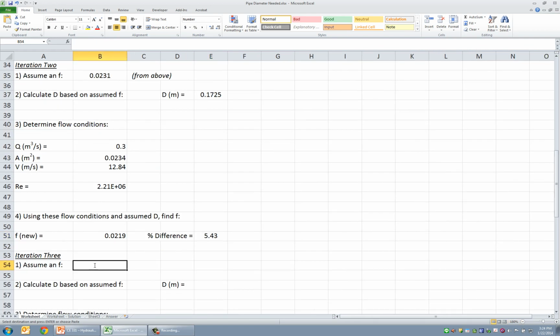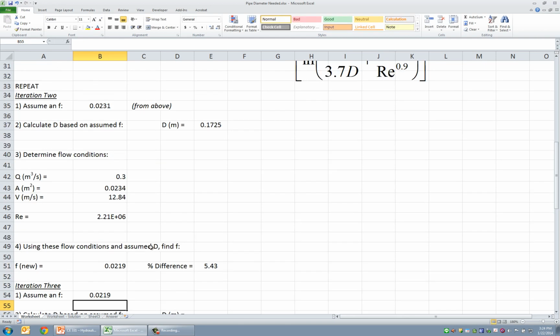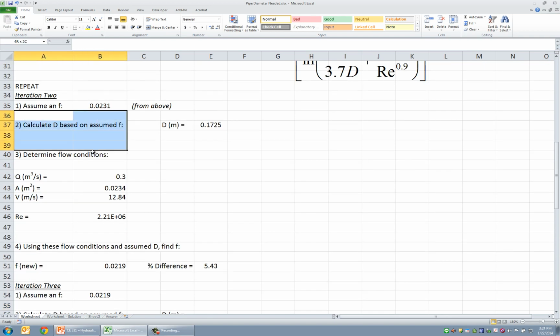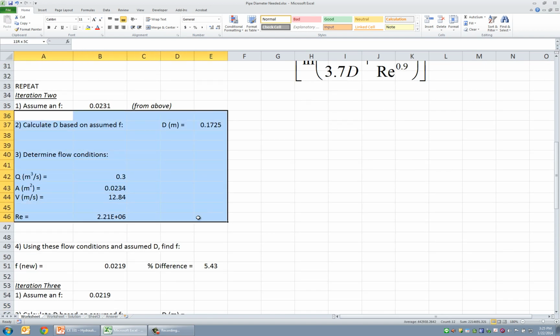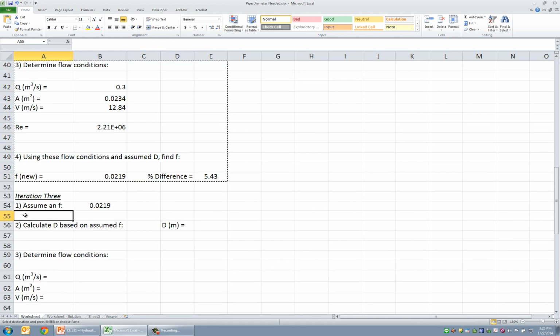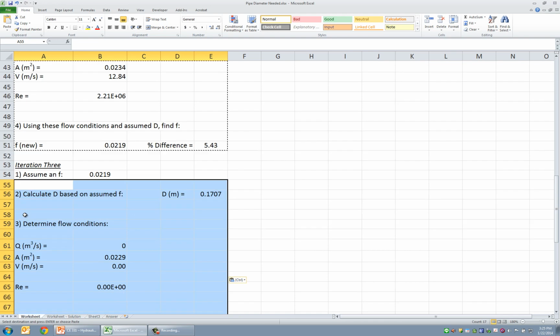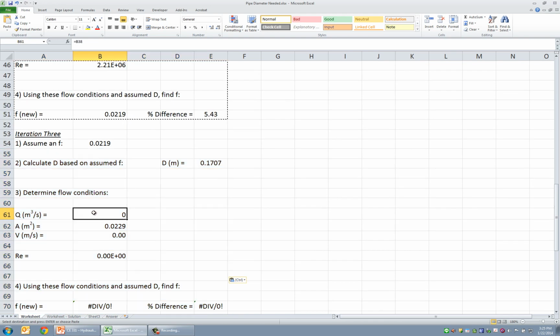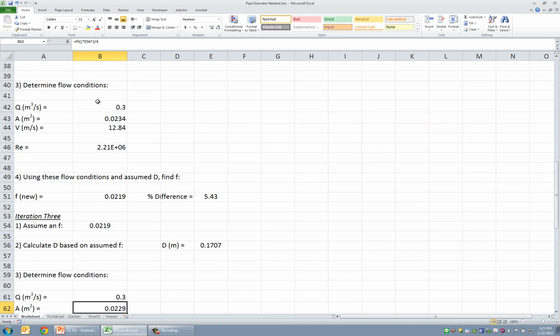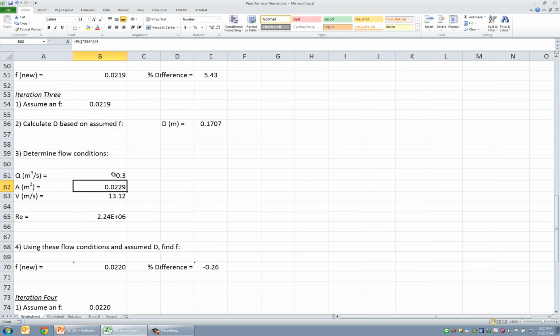So again, I'm going to assume an F value. I'll assume the output of the second iteration, and then everything else, I'm going to just highlight this whole thing. Instead of copying and pasting it piecemeal, let's just copy and paste the whole thing. So I'm going to paste that below the first line. So now Control V. For some reason the flow rate's not working, but that's easy enough to say the flow rate. Maybe I need to anchor that.